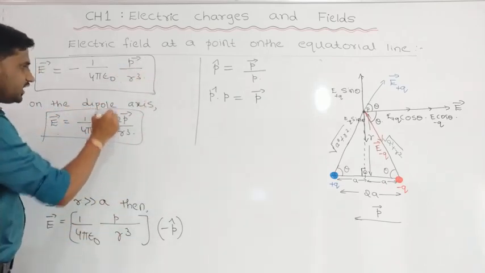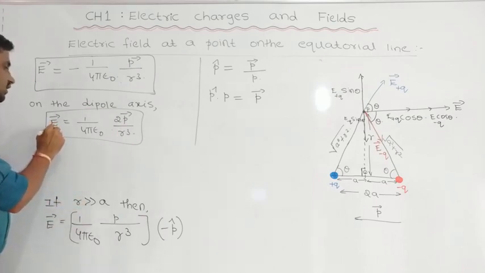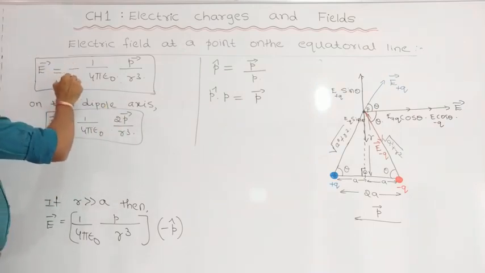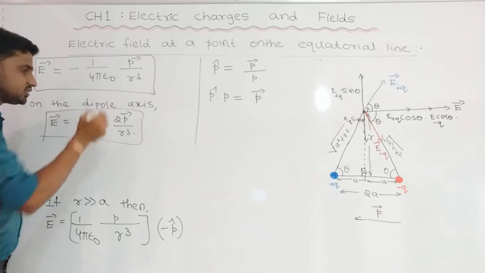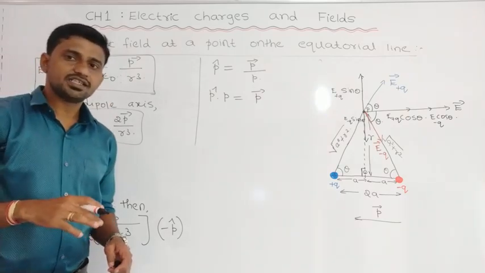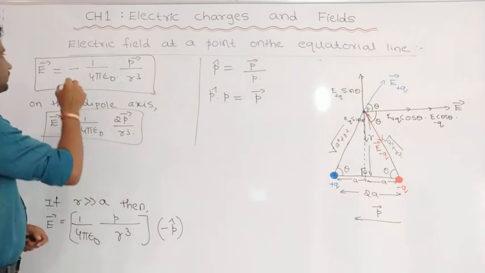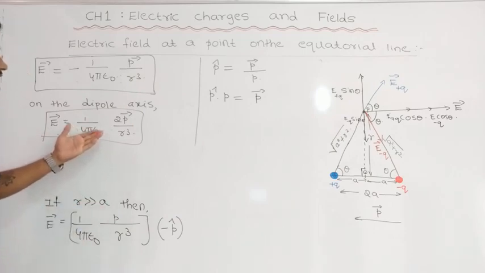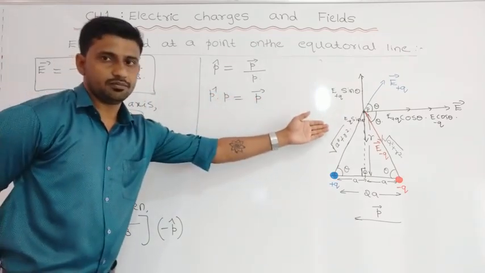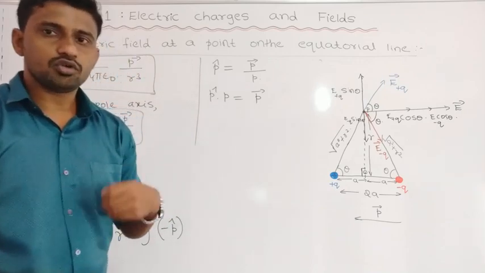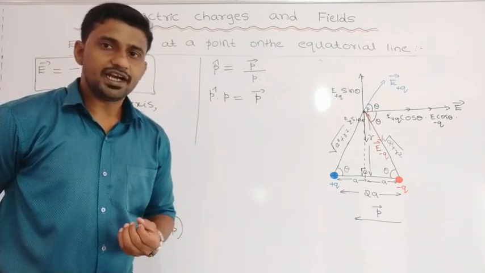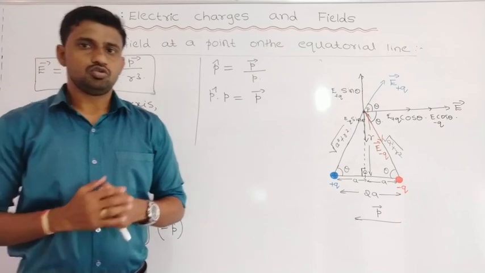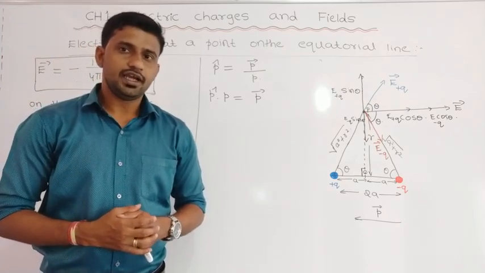If we observe the two equations, the expression for electric field on the dipole axis is 2 times the electric field on the equatorial line. That means the electric field on the dipole axis is more compared to the electric field on the equatorial line. How much more? It is twice the electric field at a point on the equatorial line. Okay, that means the electric field at a point on the dipole axis is twice the electric field at a point on the equatorial line. So that is about two important derivations related to the electric dipole.